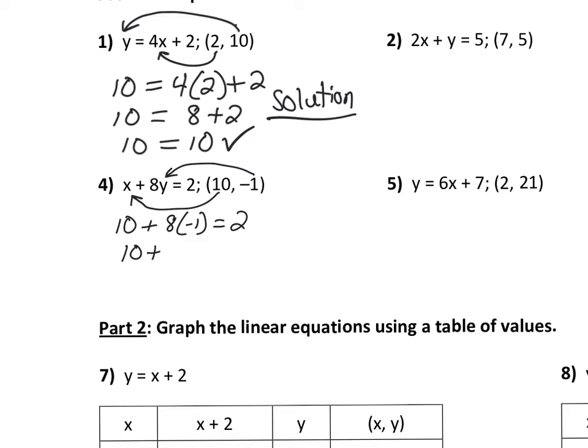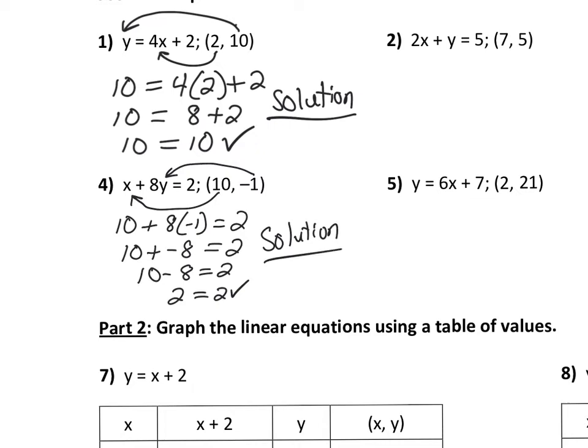And 8 times negative 1 is negative 8. And the plus negative 8 could be just turned into subtract 8. So really, we end up with this. And since 10 minus 8 is 2, and that is equal to 2, this is also a solution.